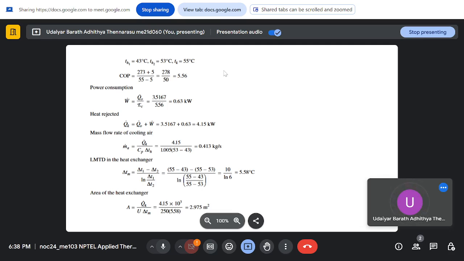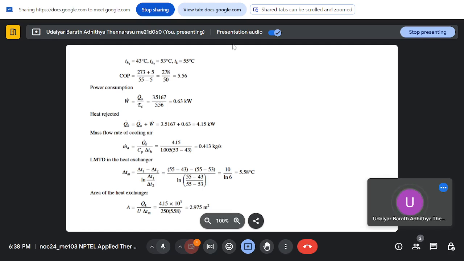Then with this we can estimate the power consumption. Your COP is Q by W, so W is Q by COP. Q is given as 1 ton of refrigeration, which is equal to 3.5167, or you can take 3.52. So 3.5167 divided by 5.56 gives you 0.63 kilowatt. So that is the work requirement.